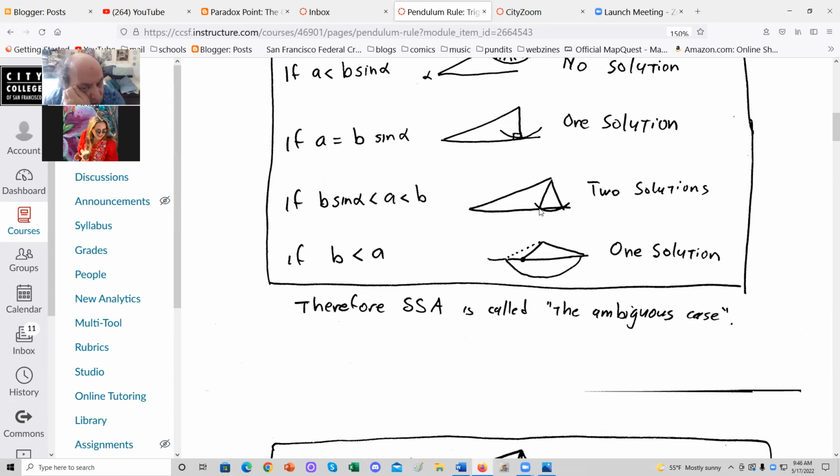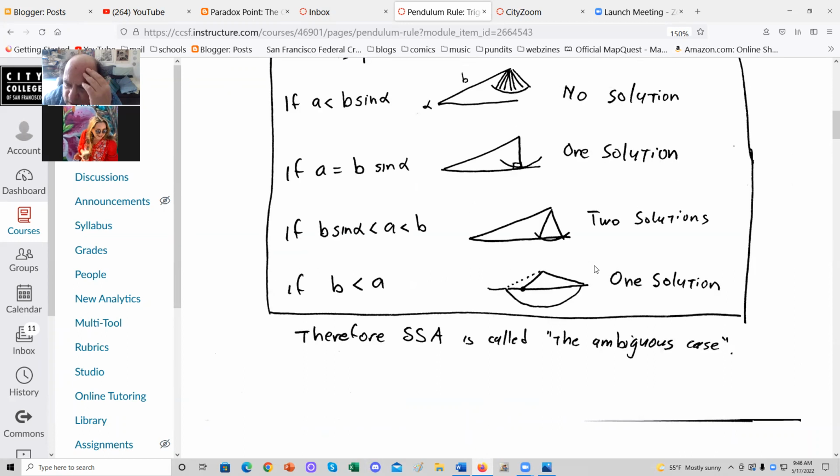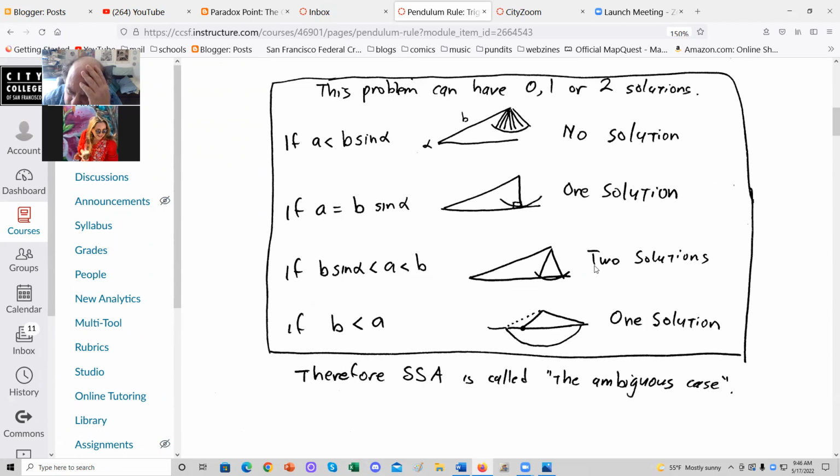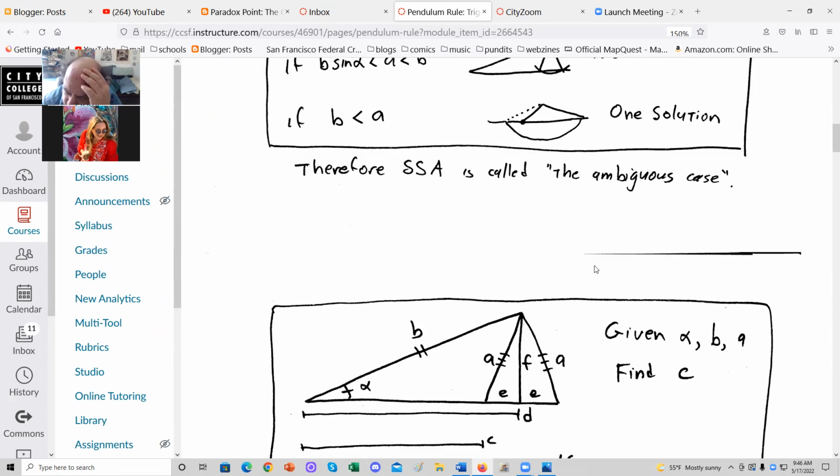And there's a third case. If B, the length of the pendulum, is bigger than A, the length of the cantilever, then of these 2 solutions, one of them involves going backwards, the pendulum reaching out behind for a negative angle, which is not acceptable. And so we say there's just this one solution. Because of these different numbers of solutions, we call it the ambiguous case.